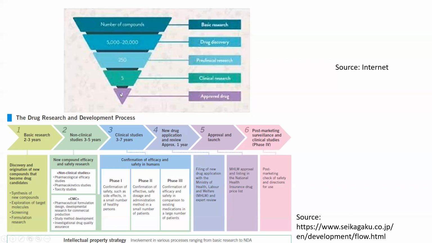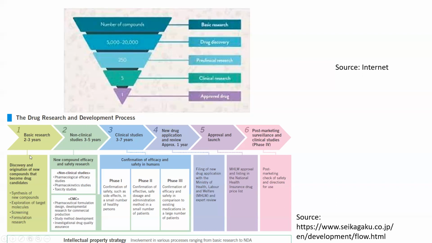These are the basic things. So for getting 1 approved drug, we have to start with about 50,000 to 1 lakh molecules. And these are the timelines of the different stages of drug design.